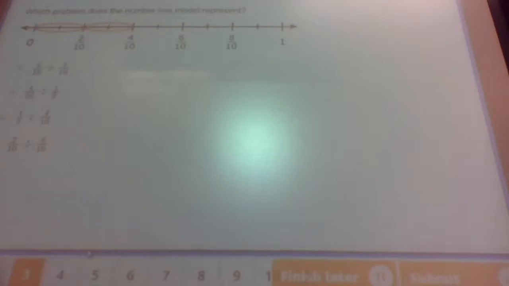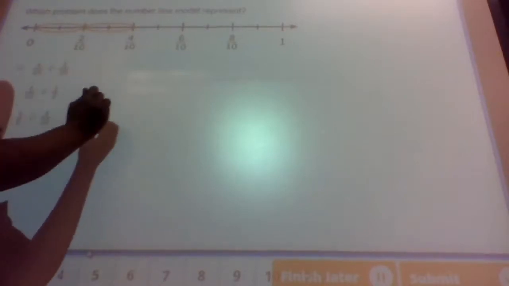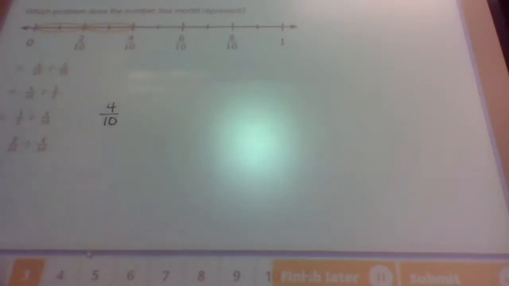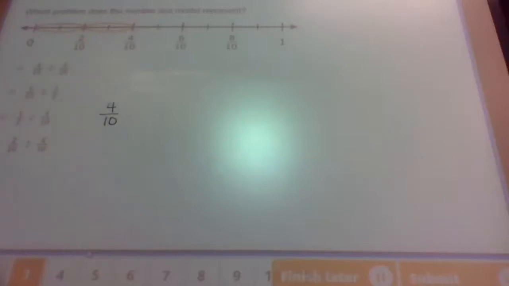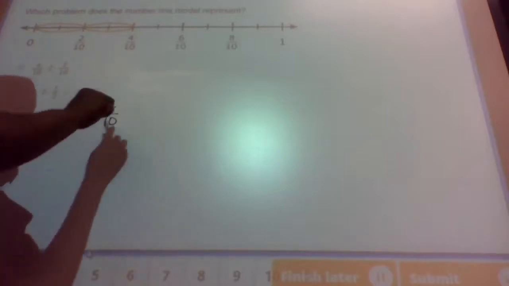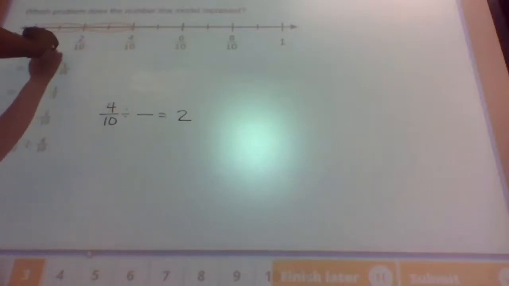Okay? The other part to that, Francesca, if you don't want to do that, let's see, where did we stop? 4/10. So that's our first number. All right. Now, look at the bottom, right? 2/10, 4/10, 6/10, 8/10, 10/10, right? So the bottom is in tenths, right? So we're going to take 4/10 divided by some number, and that answer should be 2. Because our model shows us there are 2 of something in 4/10, right?